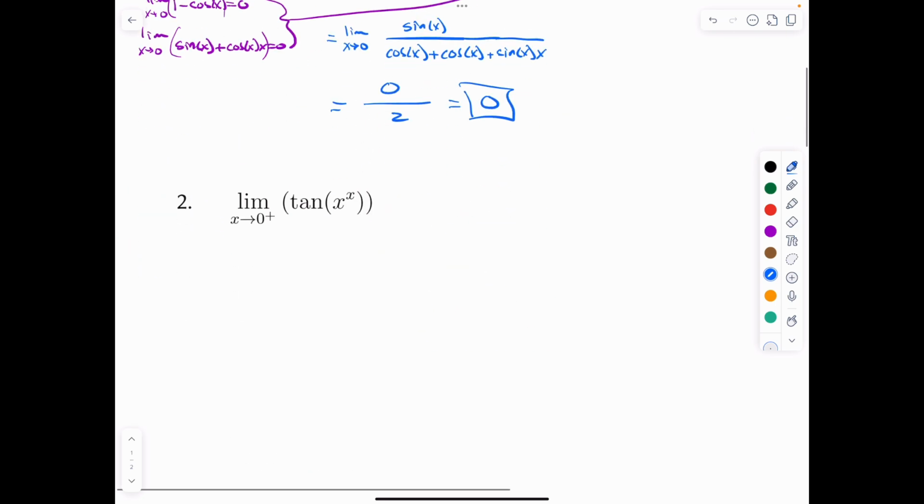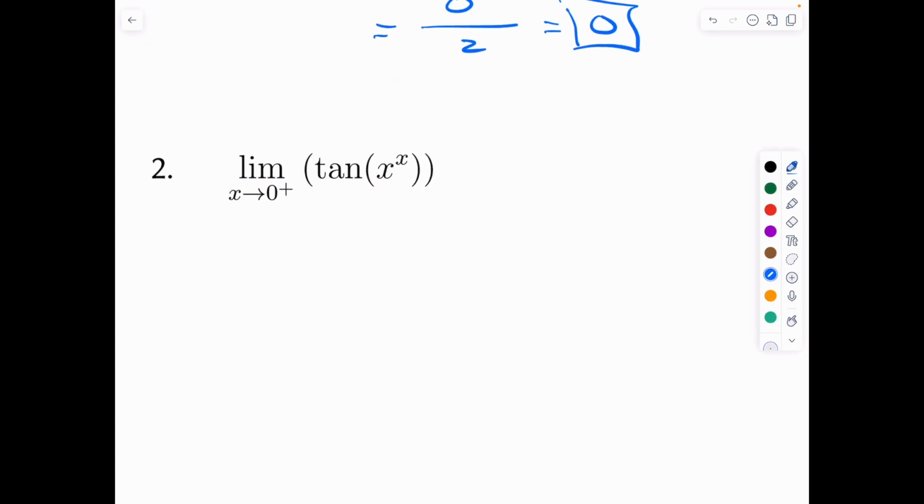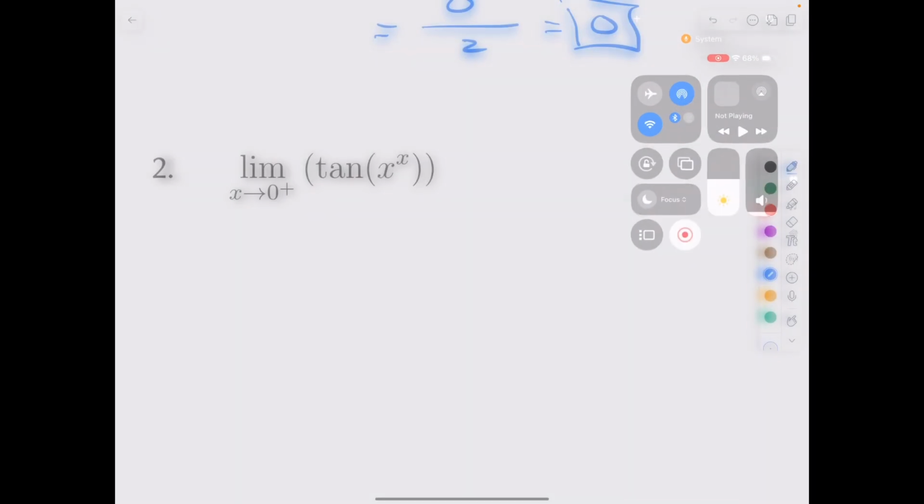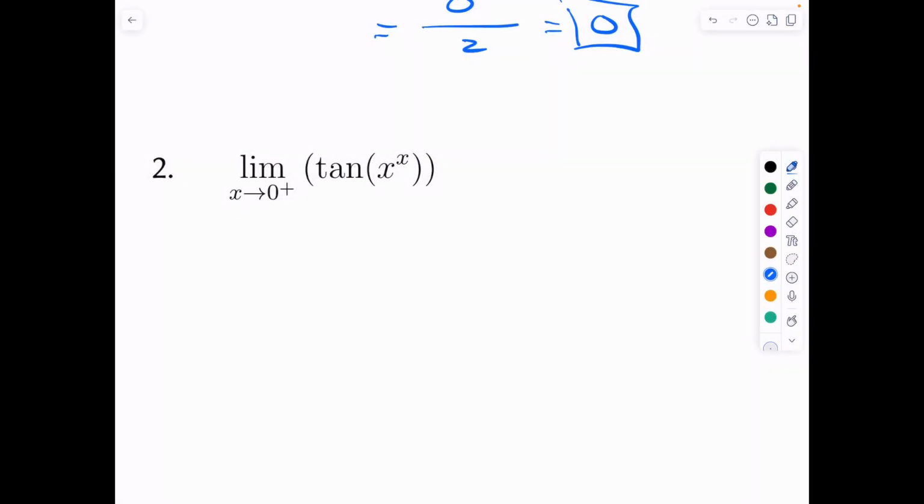All right, let's take a look at this next one, which is tangent of x to the x power. And so this is definitely not a L'Hopital's rule indeterminate form. So we're going to have to do something about that. So indeed, what do we do? All right, so this is going to be a big pain because we're going to have to do several conversions here.